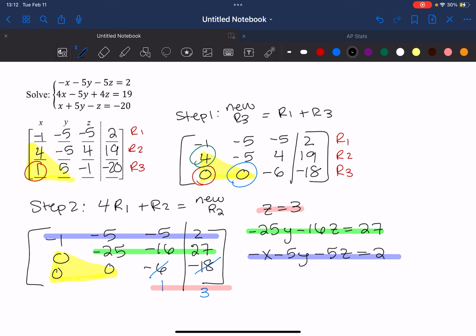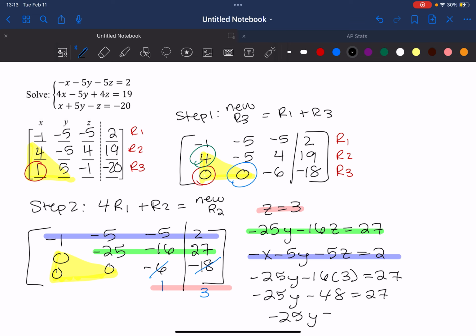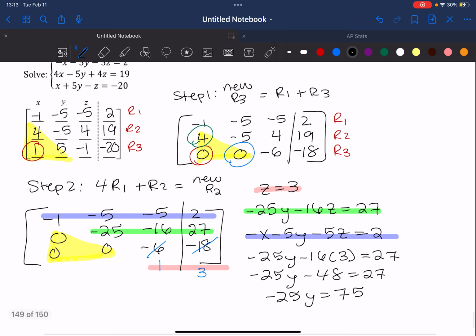So starting with the one I highlighted in green, so negative 25y minus 16 times 3 is equal to 27. Okay. So on my calculator, 16 times 3 is 48, so negative 25y minus 48 is equal to 27. I'm going to add 48 to the other side, and so this is negative 25y is equal to 75, which means y is equal to negative 3.